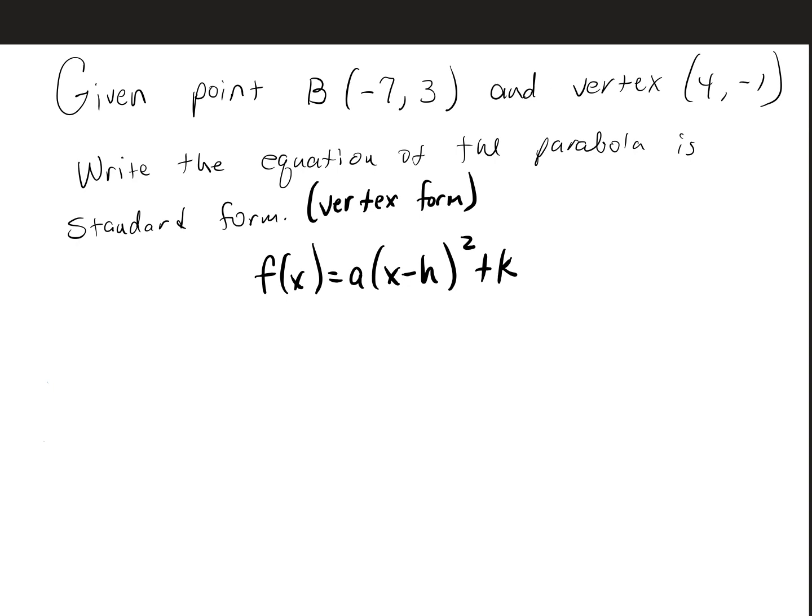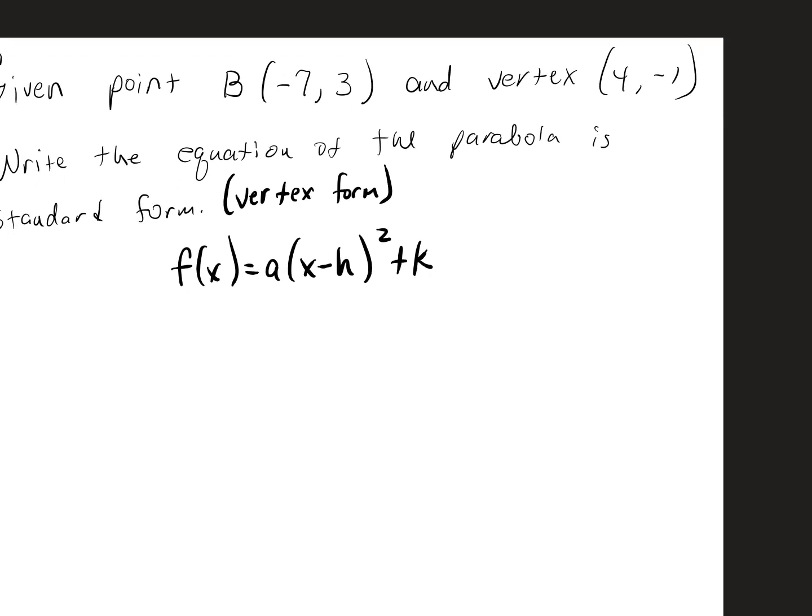But how could I do this? Let me do a different problem for a second. Let me just make something up. I don't want to make up a problem because it may not work out pretty, and then I don't want to get into fractions and stuff right now. What about if I said my a was negative 3 and my vertex was 5, negative 1.